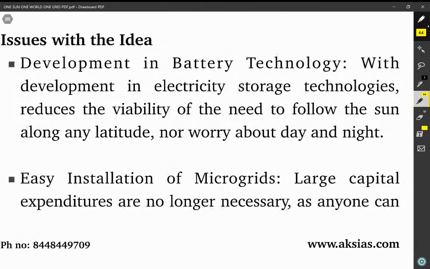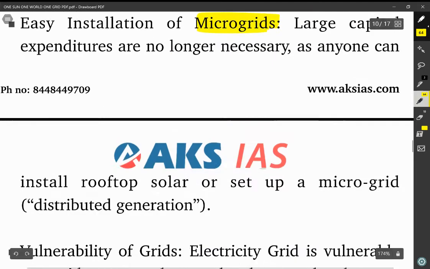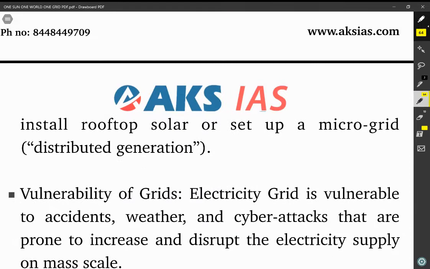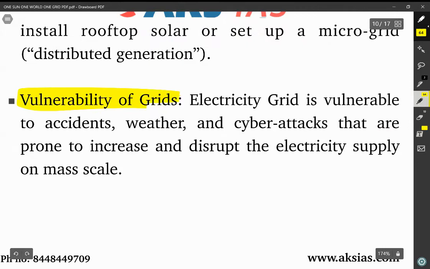So what are the challenges or issues with the One Sun, One World, and One Grid initiative? Number one is the development of battery technology. With the development in electricity storage technologies, the need to follow the sun along any latitude, or worry about day and night, is reduced. Next is the easy installation of microgrids. Large capital expenditures are no longer necessary, as anyone can install rooftop solar or set up a microgrid, that is, distributed generation.